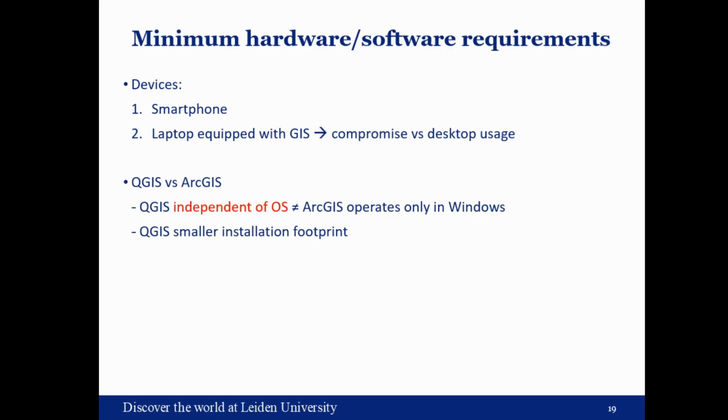In terms of the GIS platform and the program that we used for our research, we used QGIS and not ArcGIS, which has been dominating the field of spatial analysis for the past 20 years or so. The most important advantage of QGIS, apart from the fact that it's free and open source software, is that it's entirely independent of the operating system, contrary to ArcGIS, which operates only on the Windows platform. Additionally, QGIS has a smaller installation footprint, and this is a conclusion we came across after reading a lot of discussion on the QGIS forum.